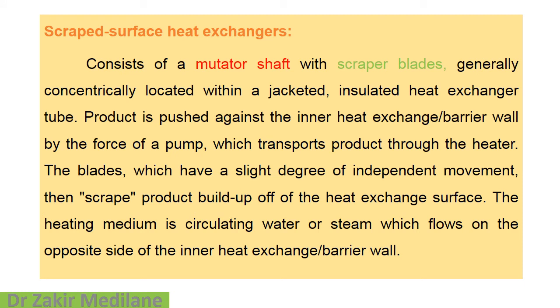Coming to the next one, that is the method for aseptic transfer, the scraped surface heat exchangers. So what does it contain? It consists of a mutator shaft with scraper blades. It consists of a rotating shaft with a scraper blade, generally concentrically located with a jacket. It also contains an outermost jacket which is insulated with the heat exchangers.